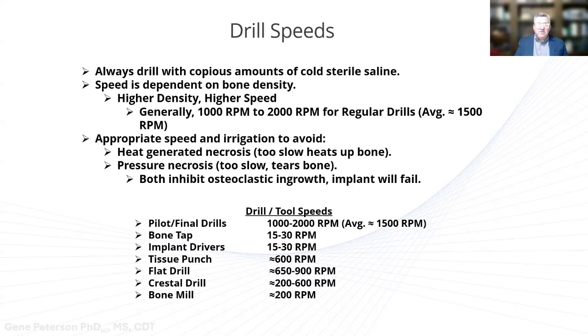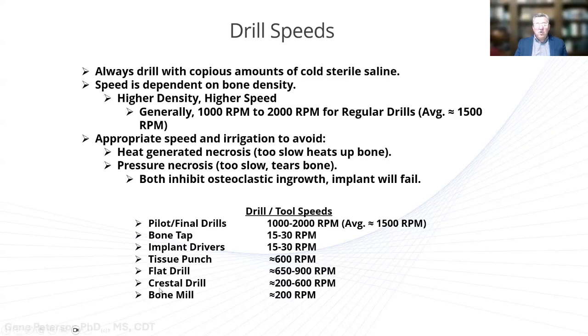Okay. Make sure that it's appropriately irrigated to avoid heat generation, heat necrosis, and that would inhibit your osteoclastic and osteofibrotic growth. Generally speaking, for final drills, for straight drills, we're looking at about 1,500 RPMs. Bone taps, we need to slow down, obviously, because we're tapping. Tissue punches around 600. Flat drills for planing the surface to give you a nice plane surface on a ridge is about 650 to 900 RPMs.